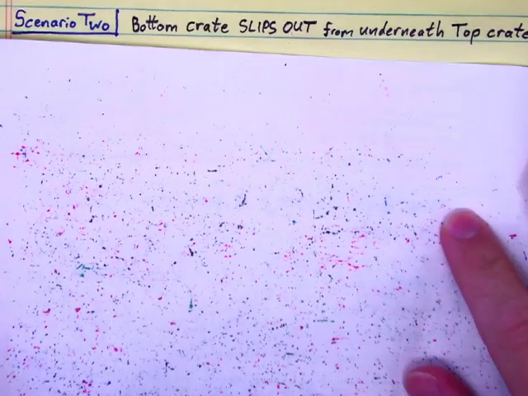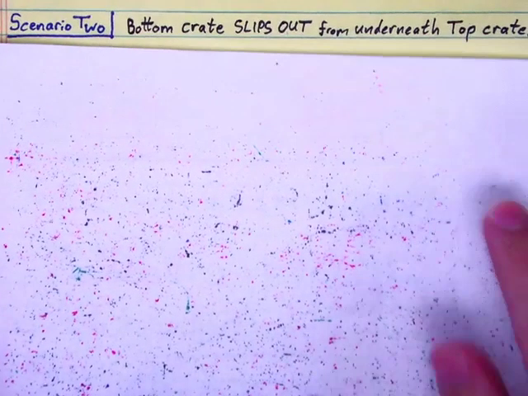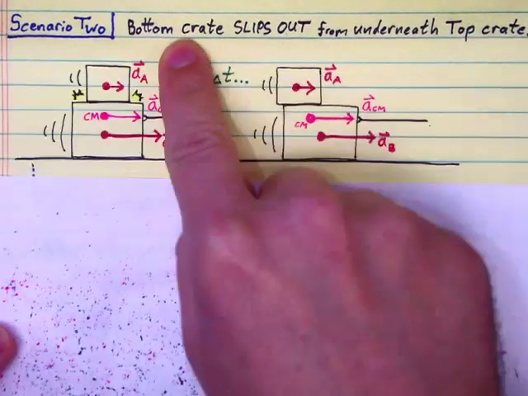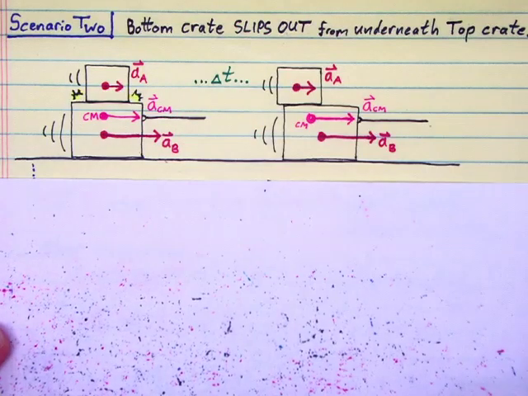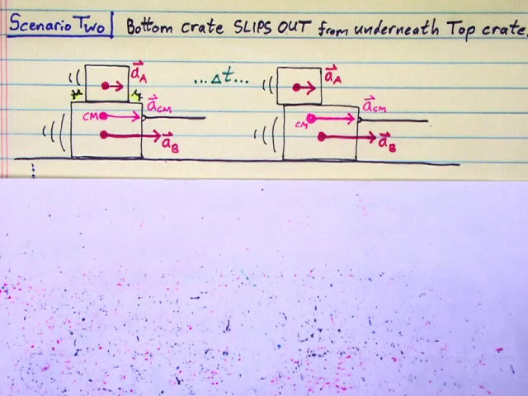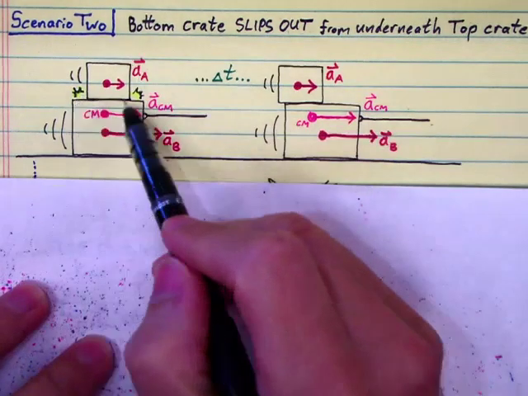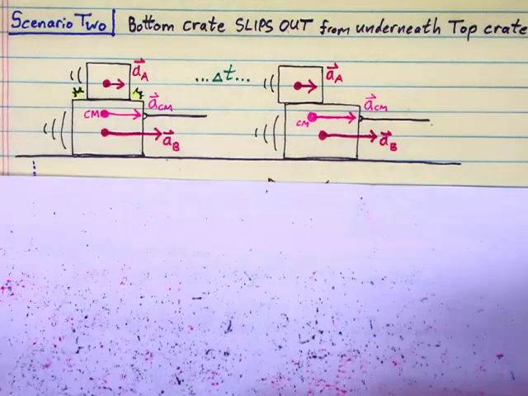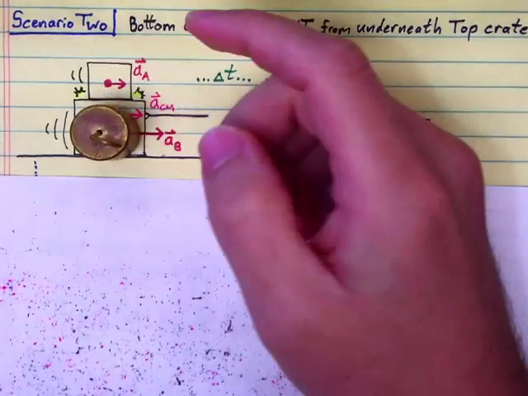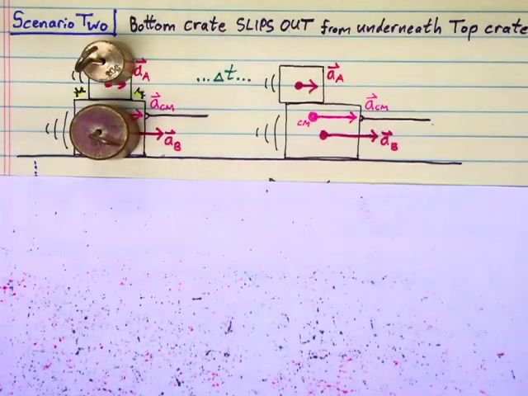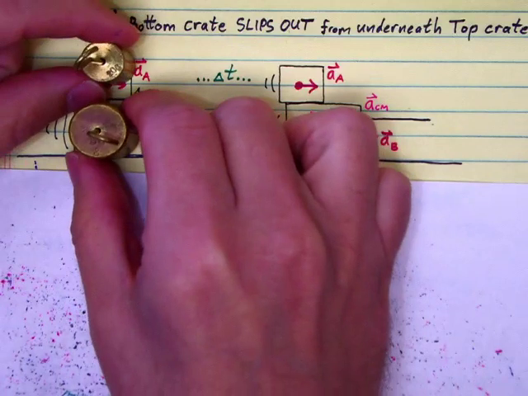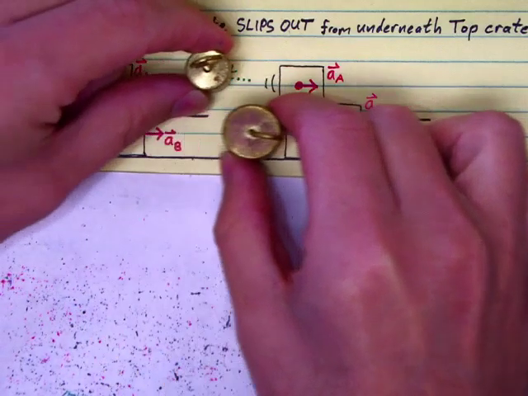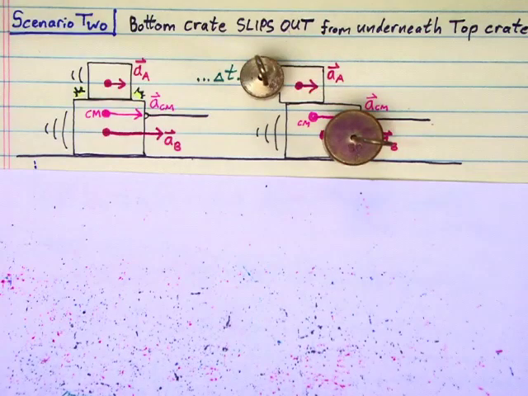What if the gator does indeed pull hard enough that the bottom crate slips out from underneath the top crate? What if he pulls harder than that maximum value of tension, breaking static friction right here, so the two crates start to move no longer as one. If the bottom crate slips out from underneath the top crate, then they're not moving as one anymore.